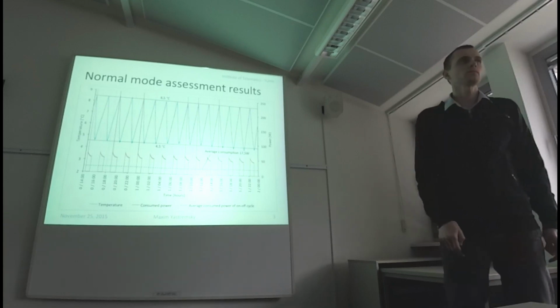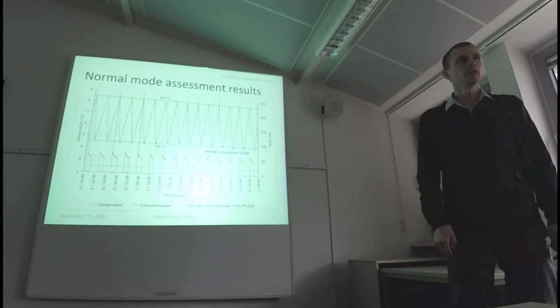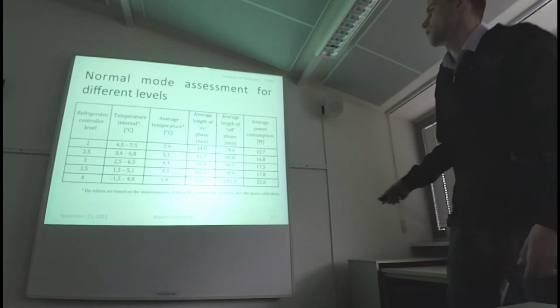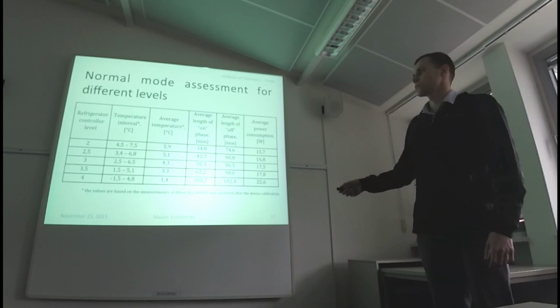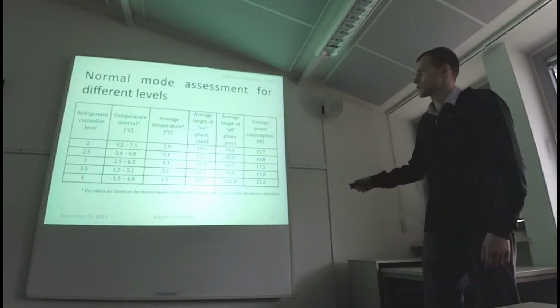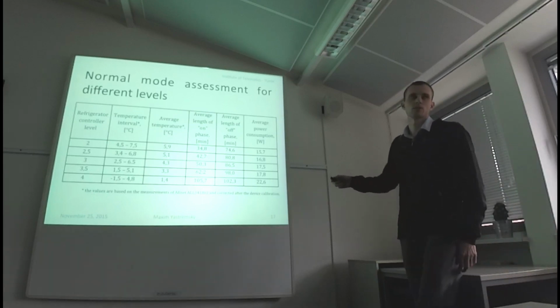And if you use a different level, then these values change, or is it just faster? I have some results for the different levels, for 2, 3 and 3.5. The temperature range changes, the average temperature also changes, and the on-off phases also change.